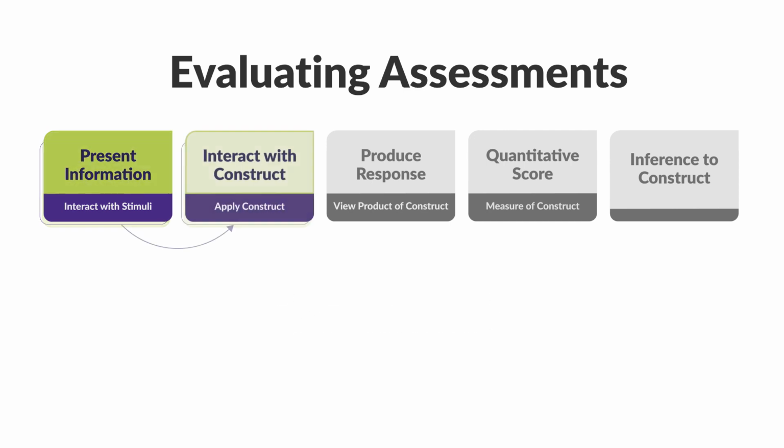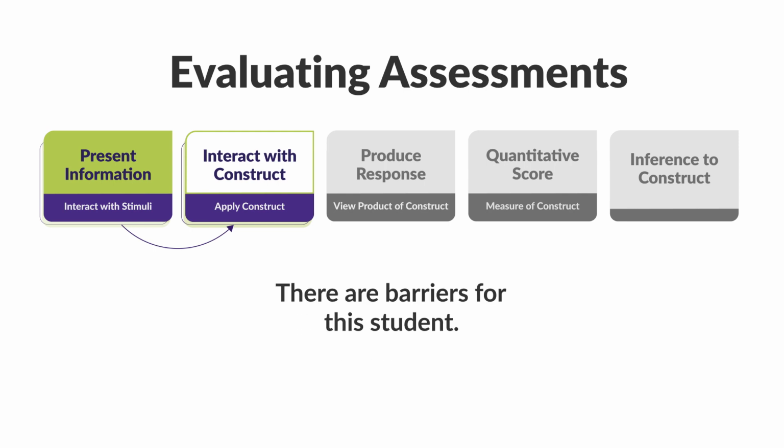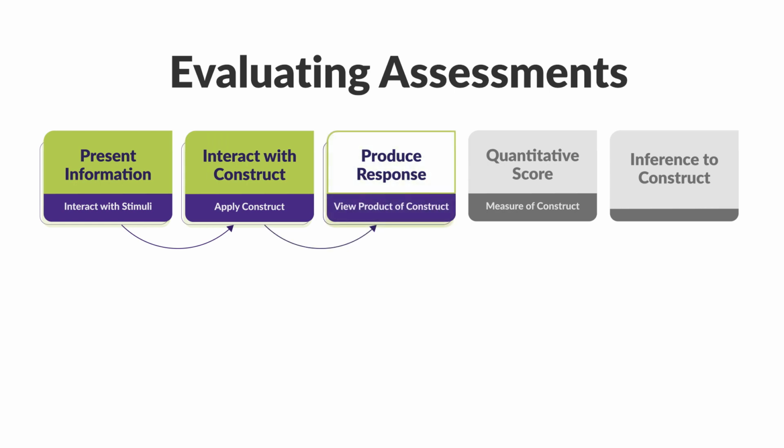In step 2, interact with the construct, even if we set aside the construct irrelevant features of numbering the page, there are still barriers for our student. We saw our student could not demonstrate their skill of spelling when they had to do the task of writing the words. Yes, and I would say that in step 3, produce response, our learner had been struggling to interact with the construct so much that the responses he produced were really incomplete and illegible.